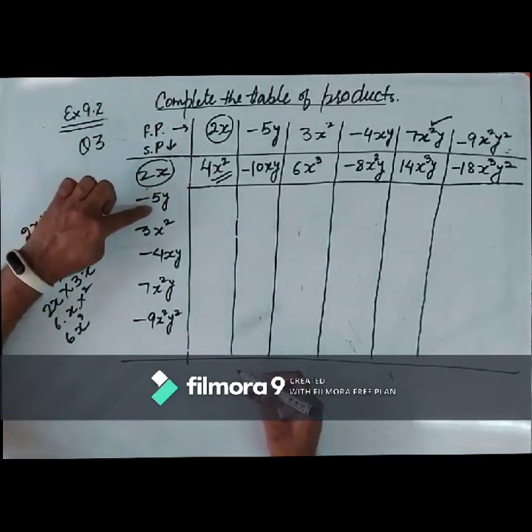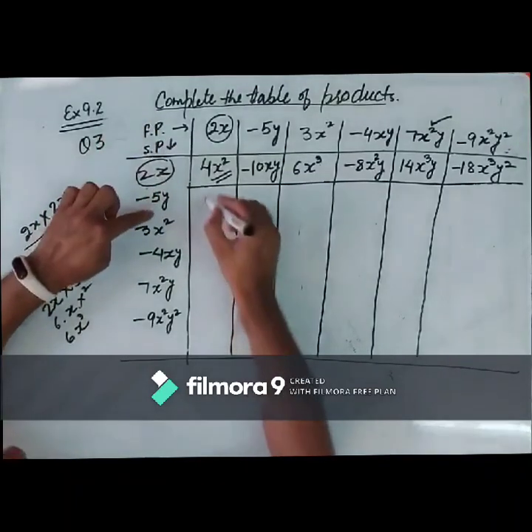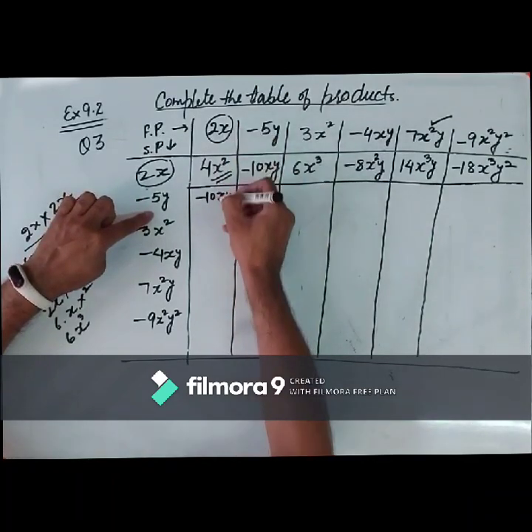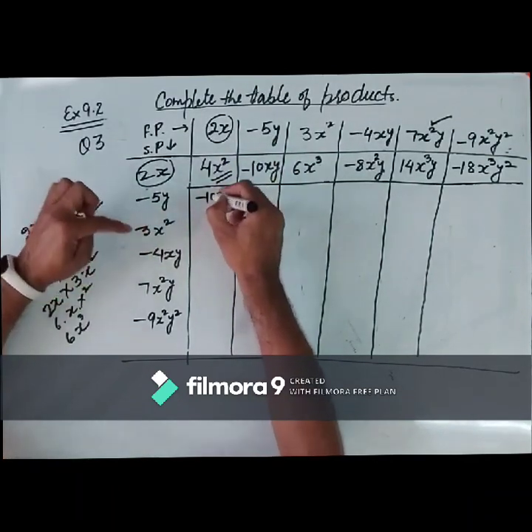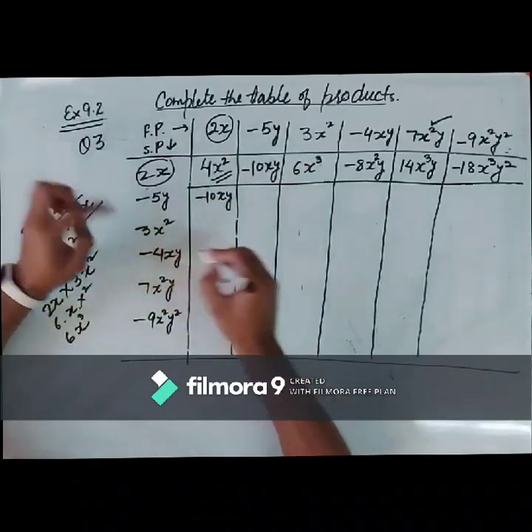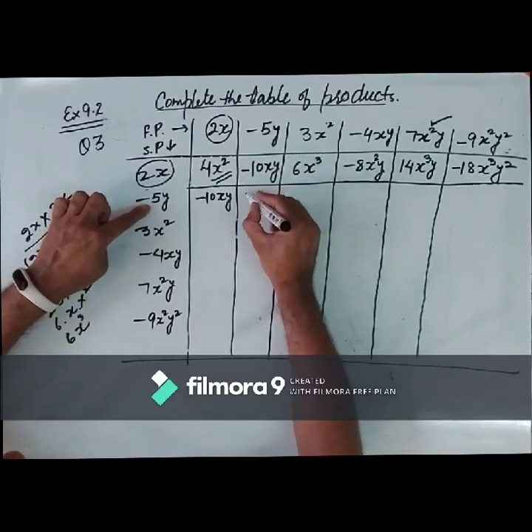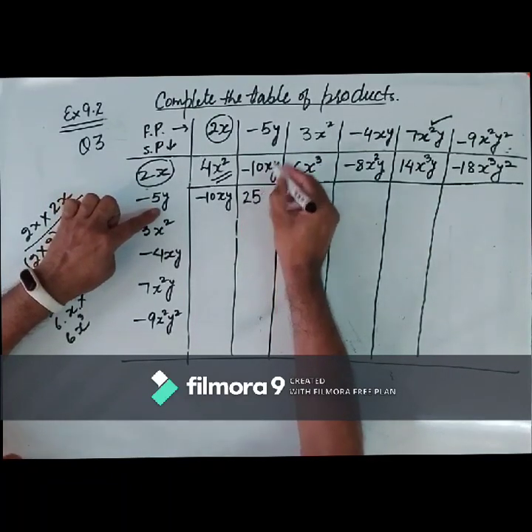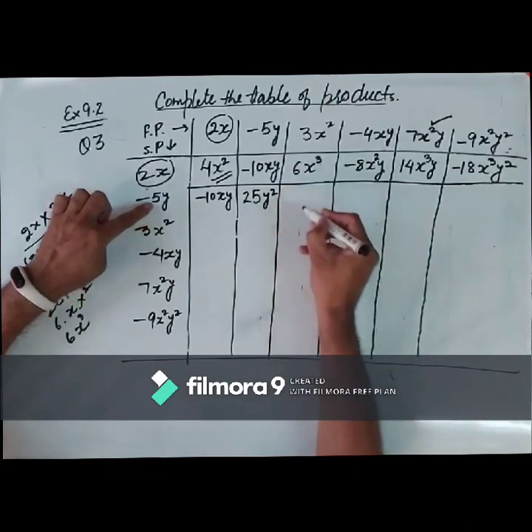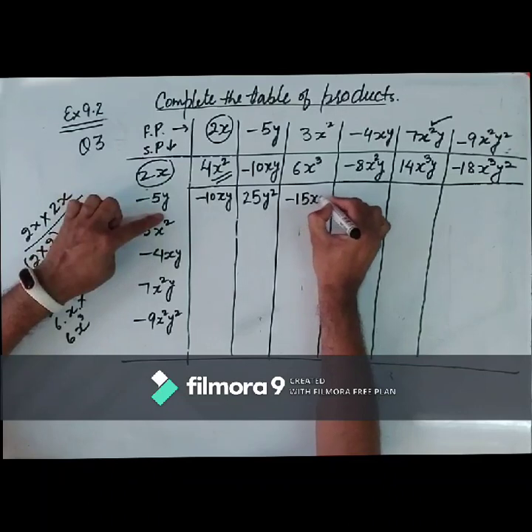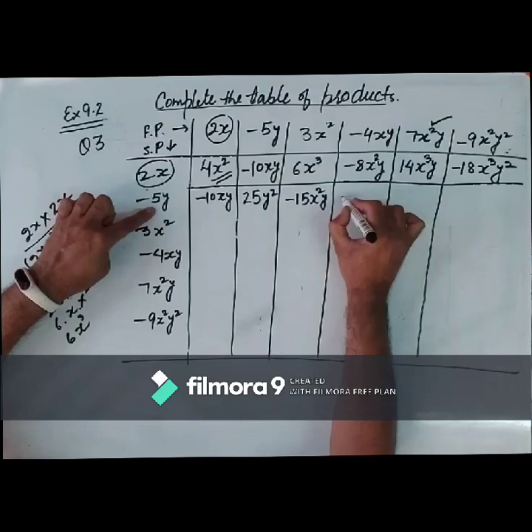You can say minus 5y into 2x is minus 10xy. You can write xy or yx, anyone. So minus 10xy I have written here. Minus 5 into minus 5 is plus 25 and y into y is y square. 3 into minus 5 is minus 15 into x cube, x square and y. Minus 4 into 5 is minus 20.